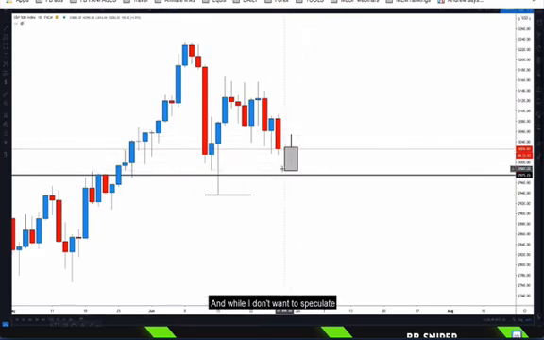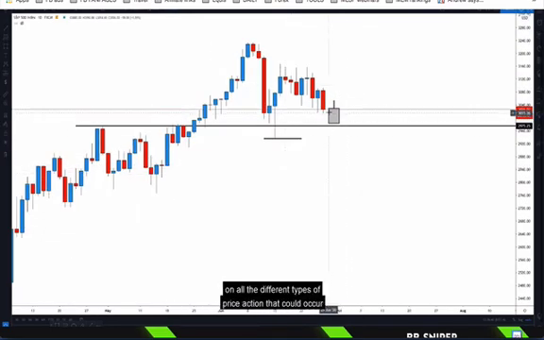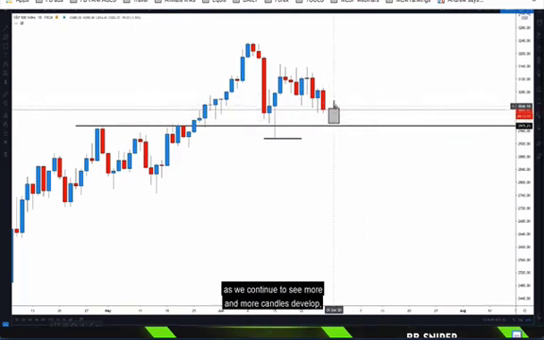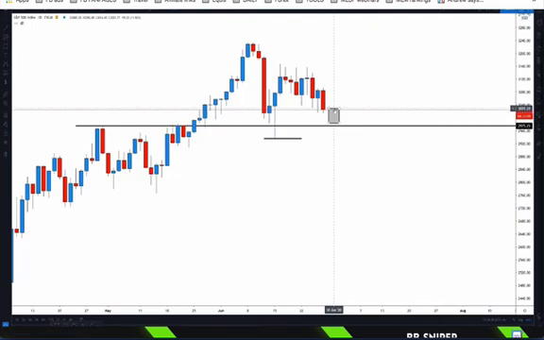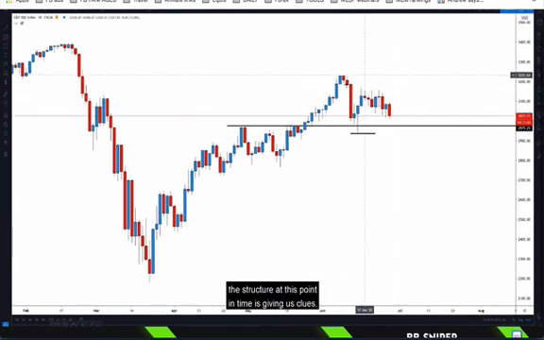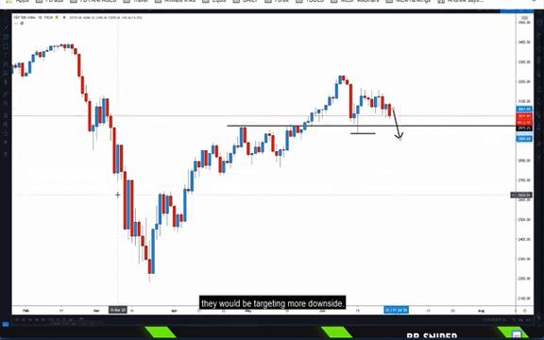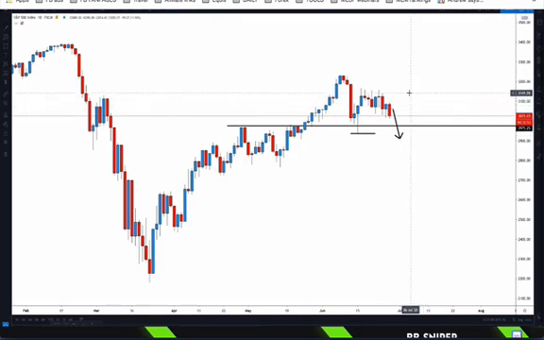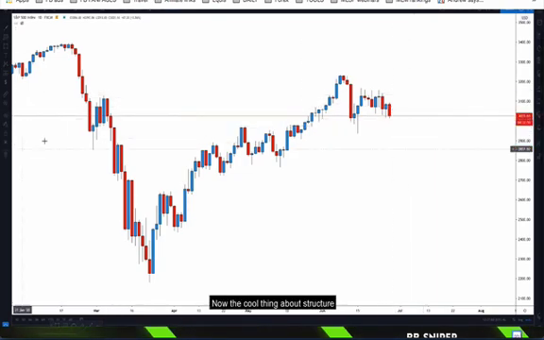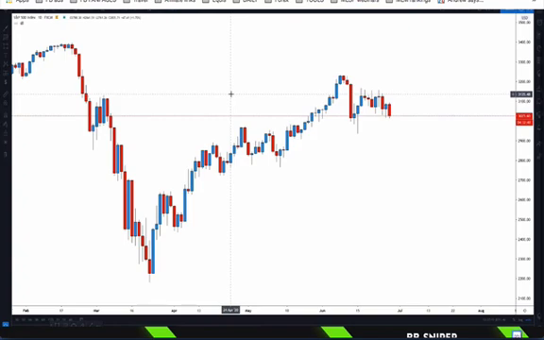And while I don't want to speculate on all the different types of price action that could occur as we continue to see more and more candles develop, the structure at this point in time is giving us clues. And if I were looking to take positions, they would be targeting more downside. Now, the cool thing about structure is that in any given moment, we're getting more and more of it.